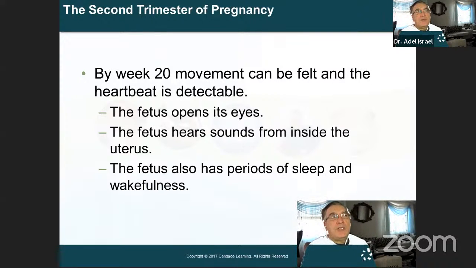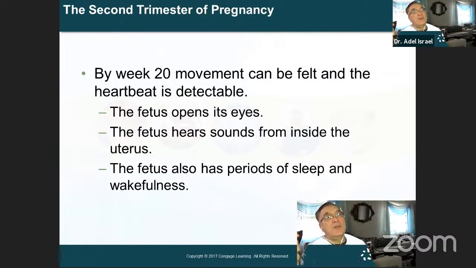By week 20, which is very important, I need everyone to pay attention to this date, the fetus opens its eyes. You can see the fetus open and close the eye with the ultrasound. I noticed this by myself. And the fetus hears sound from inside the uterus. You will say, what sound? Sound from the mother. When the mother is talking, he can listen to his mother's voice.